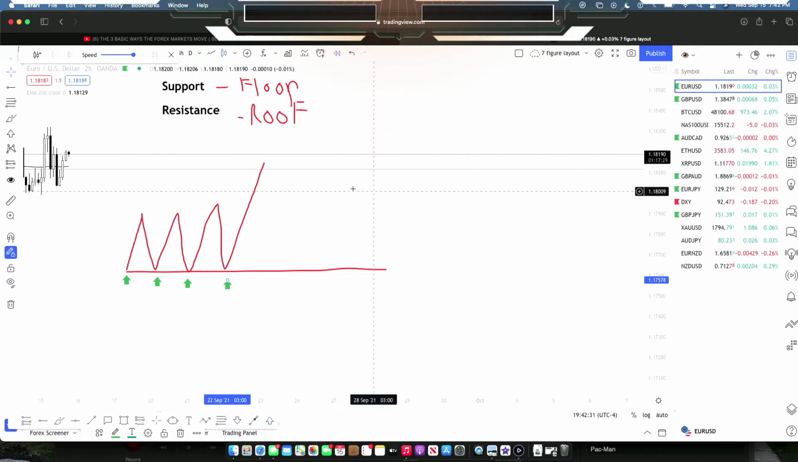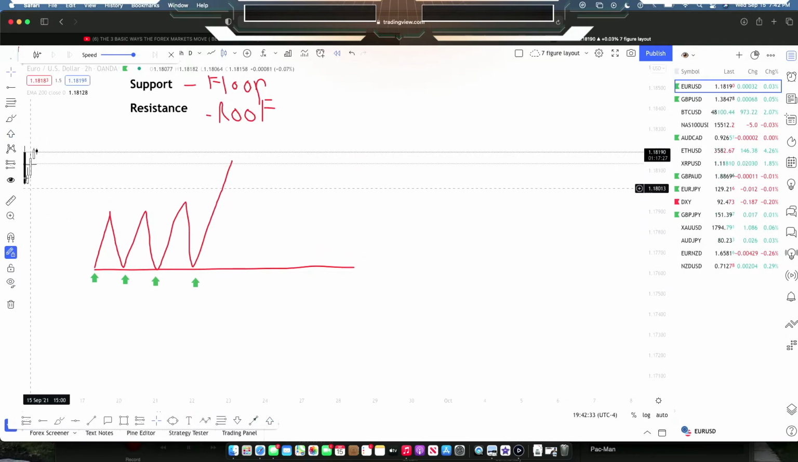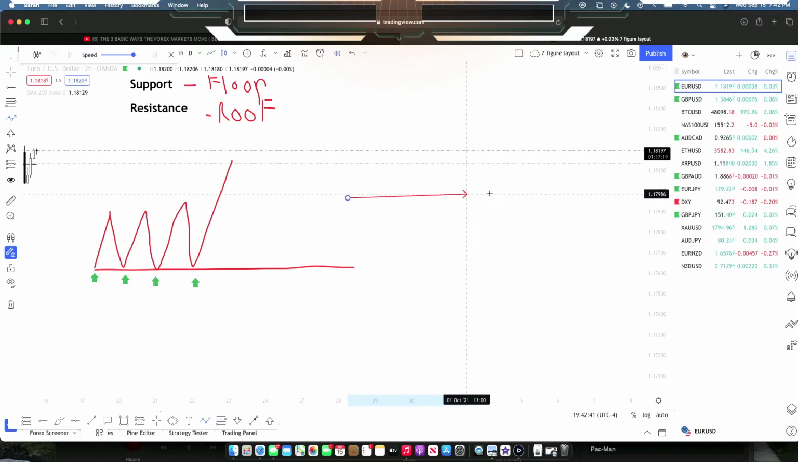All right, what do I mean by that? Let me give you guys a clear example. I'm going to pull out the path tool and give you a better example of what I mean. Right, so let's say we're in the market right here. This is the market. We got the floor. This is my floor right here.